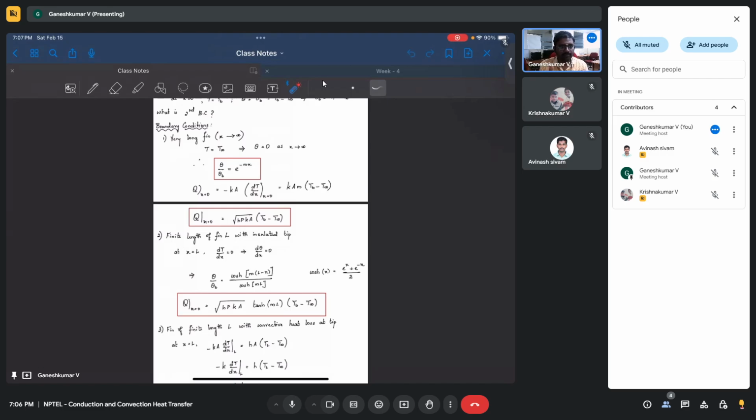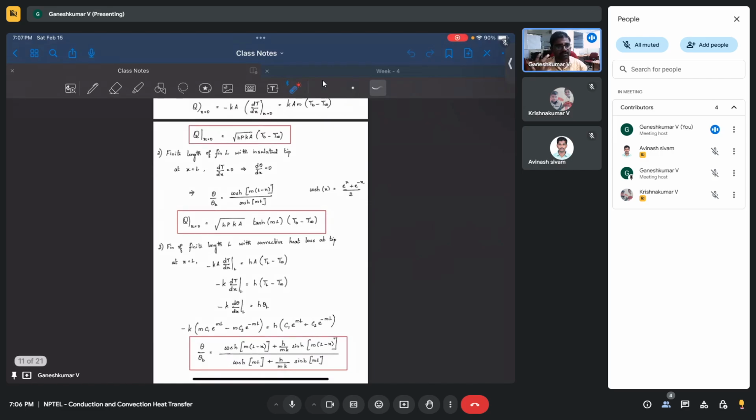A very long fin means infinite length. I'm going to extend it to a length such that the temperature of the tip will be equal to the ambient temperature, T infinity. So that could be used as one boundary condition, and if you use that, this would be your total heat transfer from the fin. But that is not practical, so we have different sets of boundary conditions.